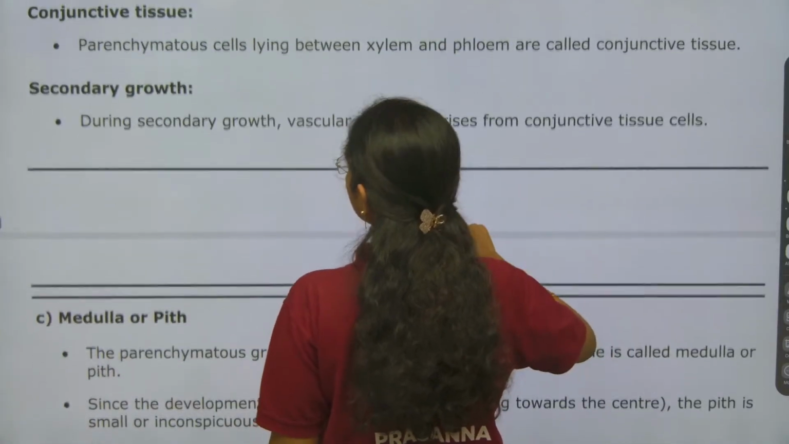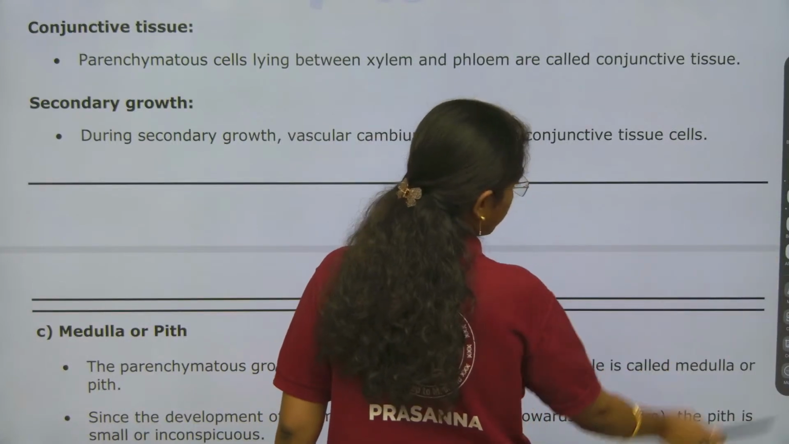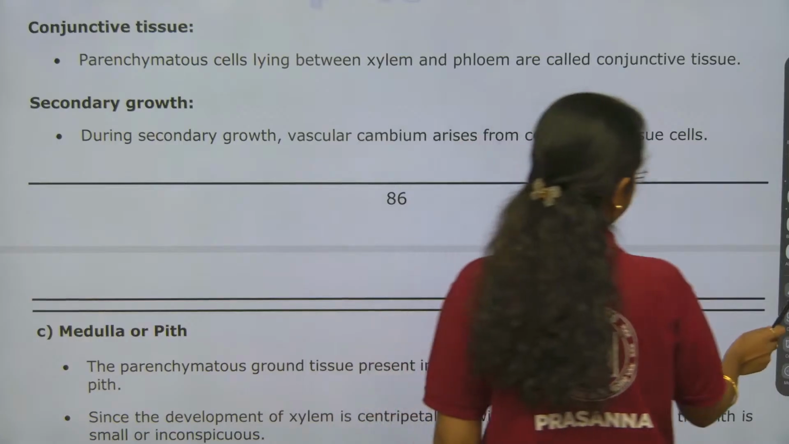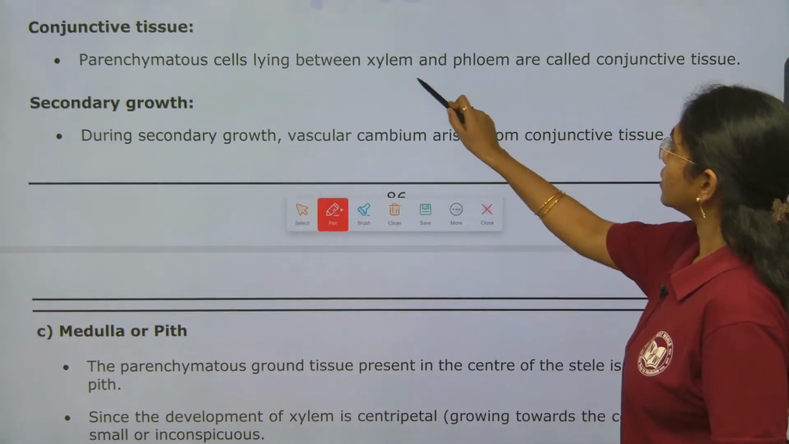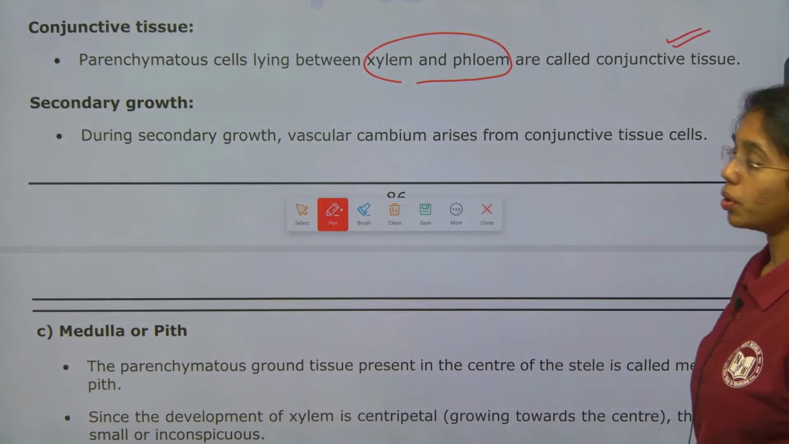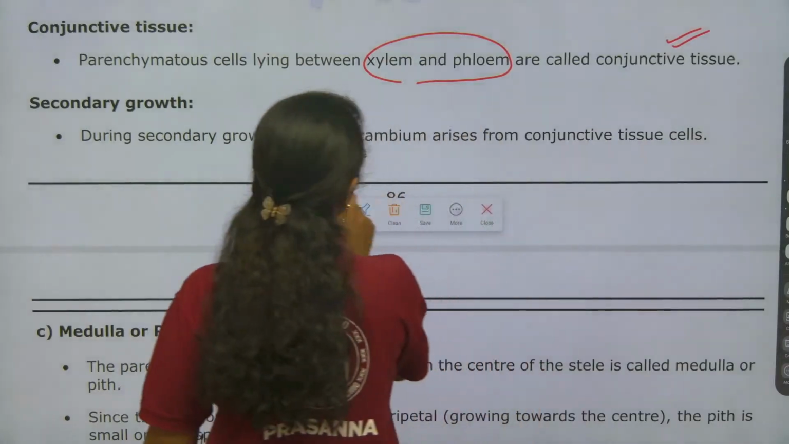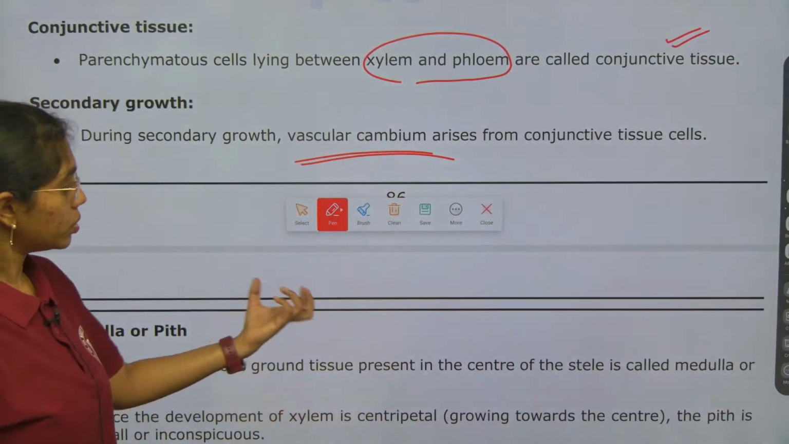Conjunctive tissue, parenchymatous conjunctive tissue. Yeah, the parenchymatous tissue that lies in between xylem and phloem, this is called as what? Conjunctive tissue. During secondary growth, vascular cambium arises from conjunctive tissue cells.